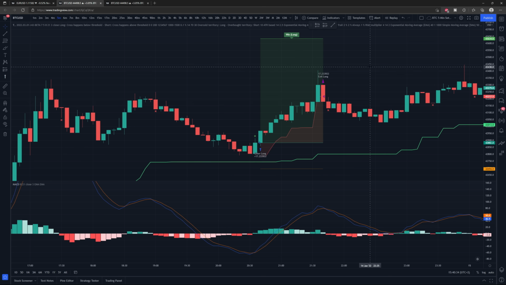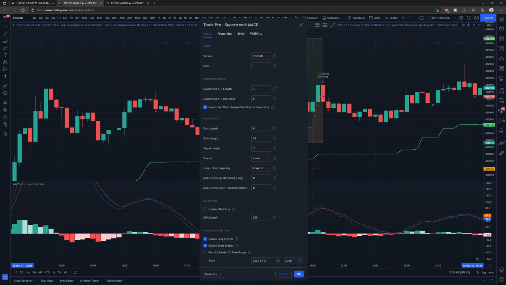So let's get into it here, starting with the indicators. You will only need two basic indicators, those being the Supertrend and the MACD, although they do have altered settings, so let's take a look. For the Supertrend, ATR length is set to 7, the Supertrend ATR multiplier is set to 5. For the MACD, fast length is set to 8, slow length 21, signal length 3, and source close.